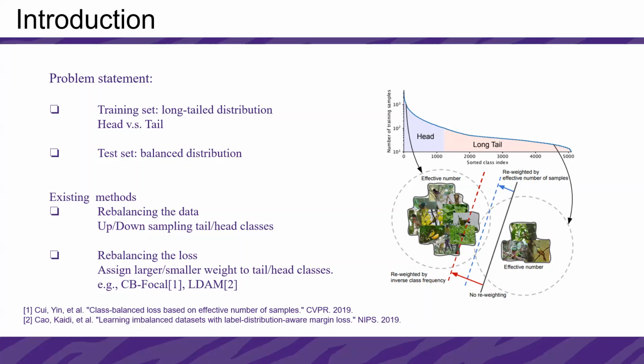Taibiao, I have a question here. Your training set is unbalanced. Why is the test set balanced? What's the real world scenario? I think in most cases, the training set is unbalanced and the test set is also unbalanced. So I'm confused why here the test set is balanced.